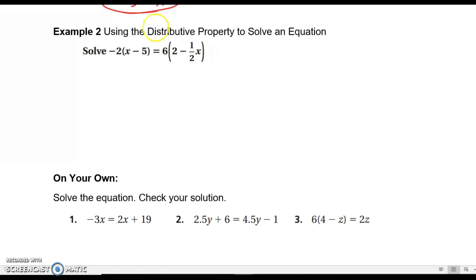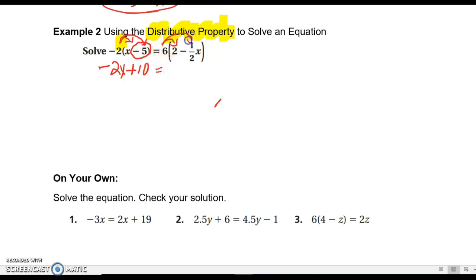In our second example, we're going to add the distributive property to this equation. So now you're going to have to do a little distributing first before you start solving. So notice on the left-hand side, to change that, we're going to distribute negative 2. So negative 2 times x is negative 2x. And then remember, when there's a subtraction sign in front of a number, it makes it negative. So we're multiplying negative 2 times negative 5, which is a positive 10.